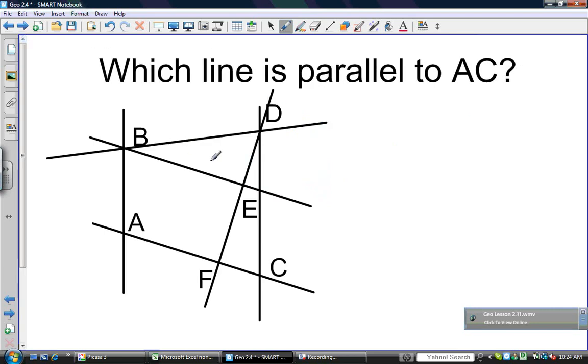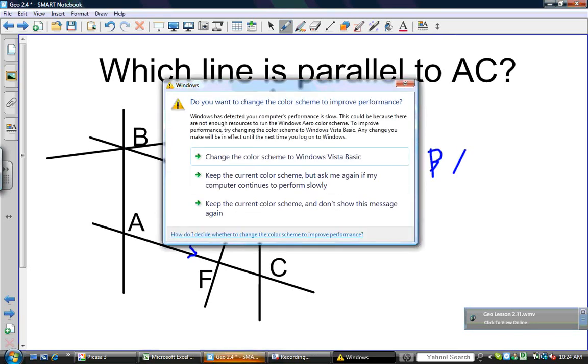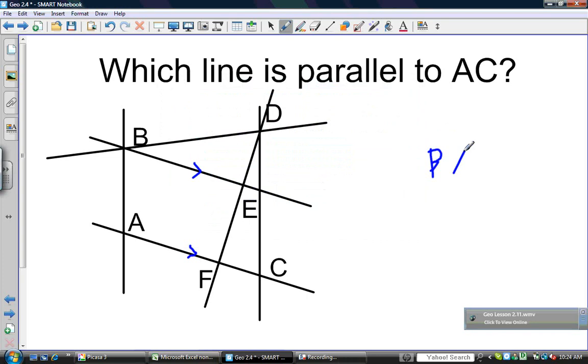Now, which one would be parallel with AC? The only one that looks parallel with AC is this one right here, which looks like it's VE. Oh, my writing's not the best today. And this pop-up keeps coming up. That's VE.